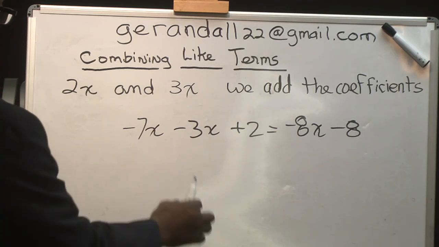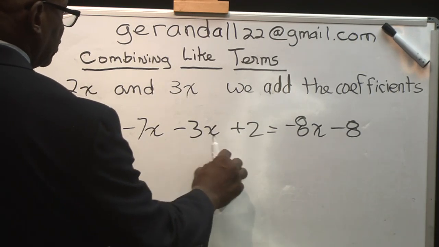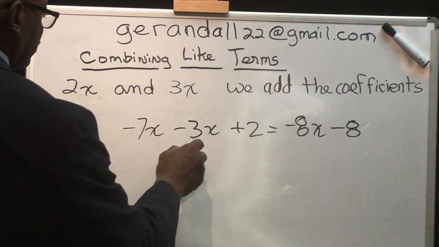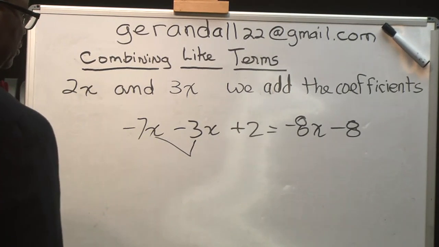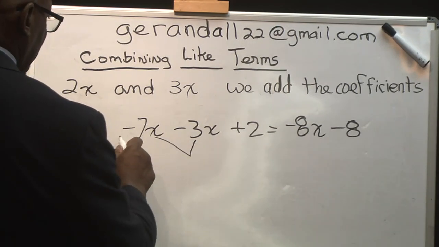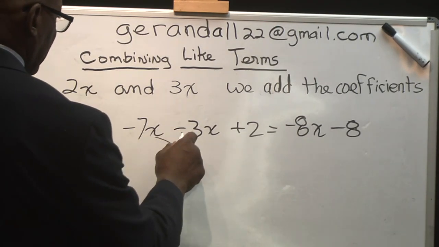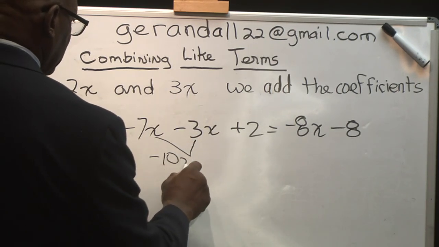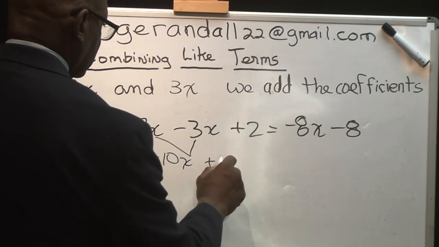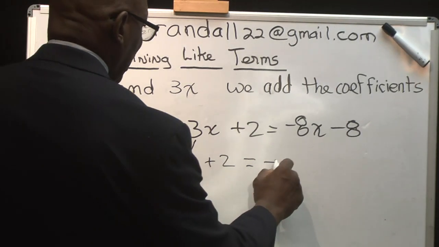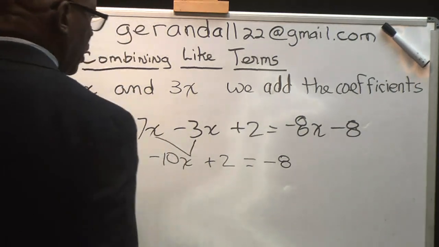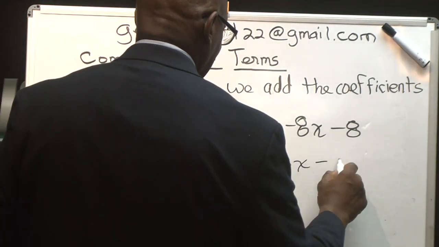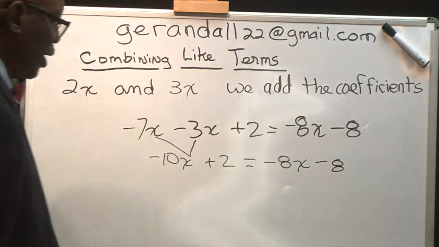Again, we got to look at these terms. There are several terms that are alike. First thing we're going to do is combine these two. That is a negative 7x, negative 3x. That equals negative 10x, plus 2 equals minus 8x, minus 8. Okay?